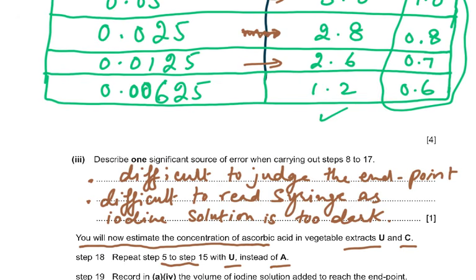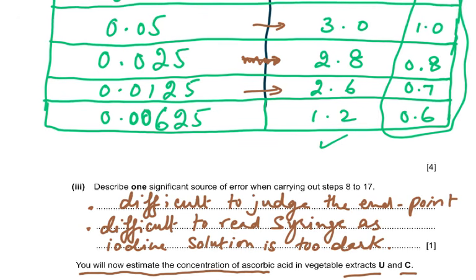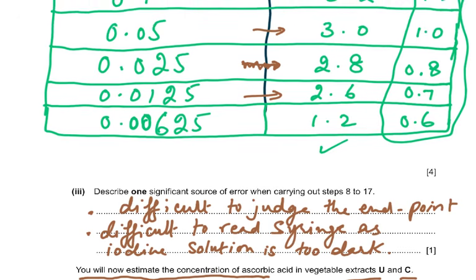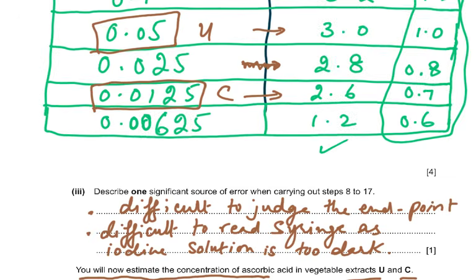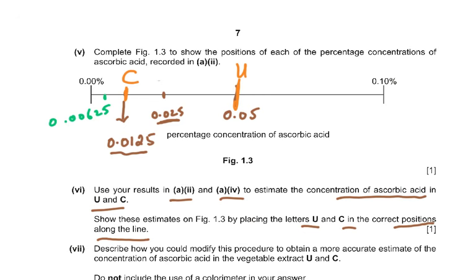Now you place this on the line. So 2.6 was 0.0125 and 3 was 0.05. So this would be U and this would be C. Now you do it here. So 0.05 was U and 0.0125 was C. Now see how I placed it on this line.